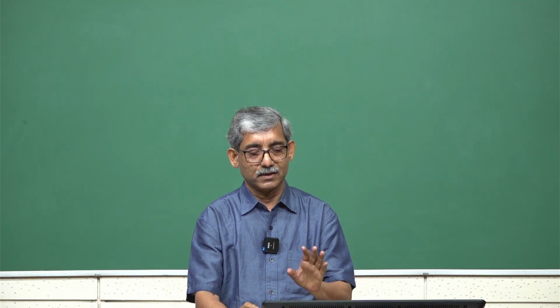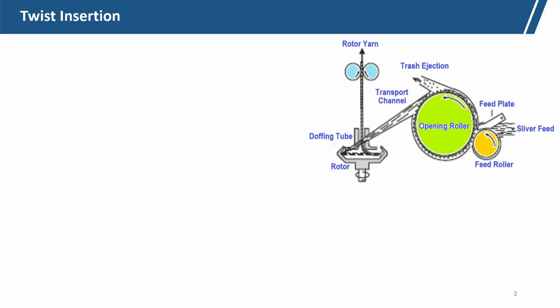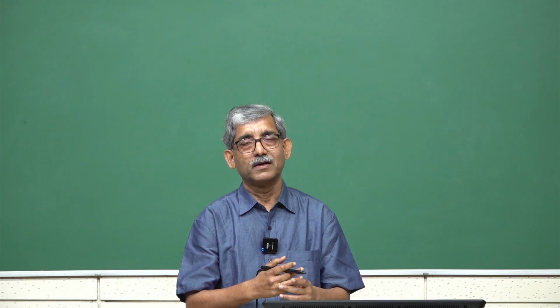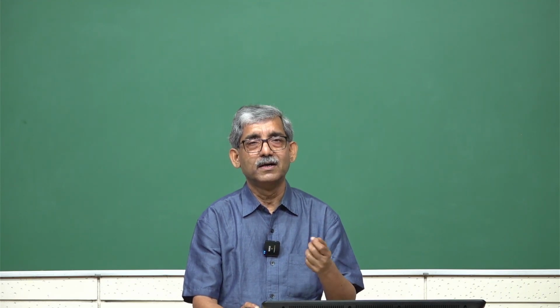So, here this is the schematic diagram of open end rotor spinning, where this is a feed roller and the sliver. Here the raw material is fed in the form of sliver. Sliver is fed to the feed roller, with a feed plate and feed roller there. From the feed roller, the material goes to the opening roller, which rotates at very high speed and which opens the fiber.